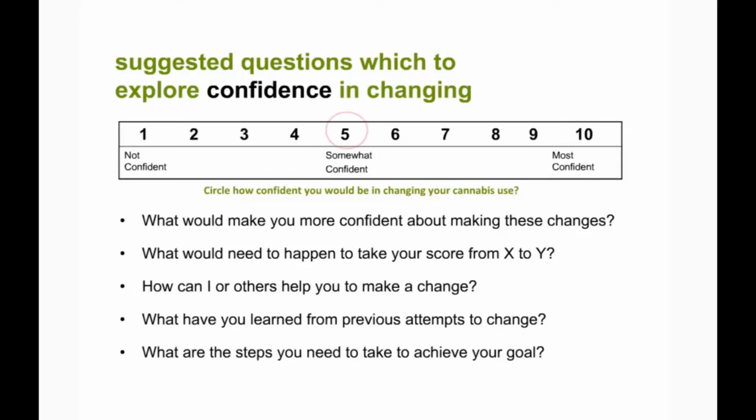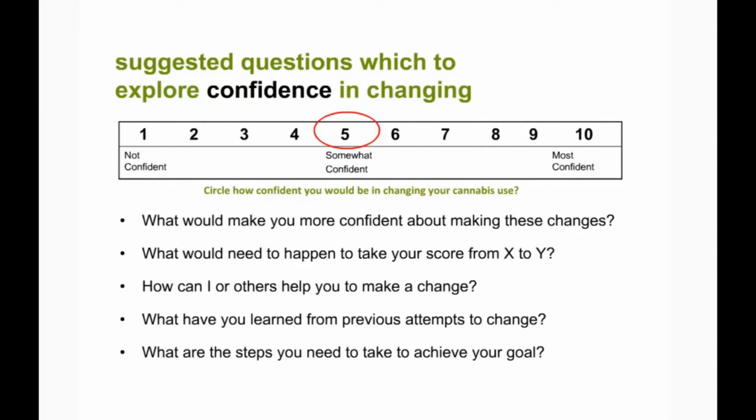So again, all that being good, you will ask about importance. That was importance, as I said. Then confidence. And so again, Dave, can you circle for me how confident you are in your ability to change your cannabis use? And he scored himself a 5. And what would it take to make you more confident about making these changes? And what would happen to take your score from this to that? And how can I or anyone else help you to make these changes?